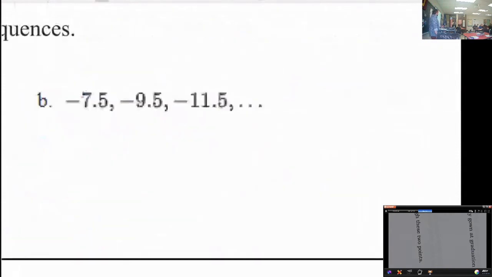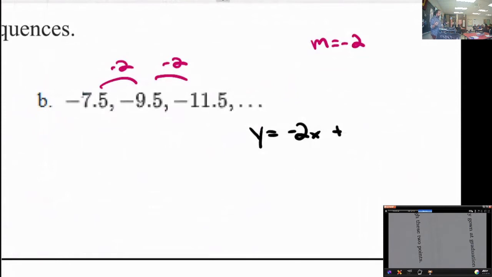Arithmetic or geometric? That's kind of the question you got to ask yourself at the top of this problem. They're going down by 2 each time, if you see that for a little bit. Minus 2, minus 2. So the slope in this case is negative 2, if you want to think about it like an mx plus b. Arithmetic, for sure. So if we're going to write this as an equation, well, we know that y is equal to negative 2 times x plus whatever the 0th term is. To find that, we got to go back in time one step and add 2 and land at negative 5.5, which is what the starting value is.